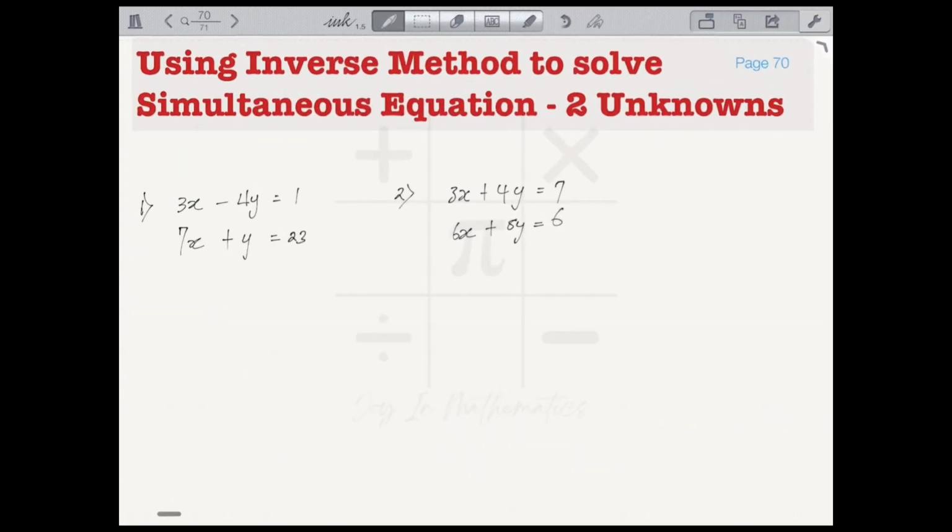We want to learn how to use inverse methods to solve simultaneous equations of two unknowns. Here we have two equations, two unknowns, and likewise here we have two equations and two unknowns. But how do we go about this? Of course, if it were not given that we should solve using matrices, we can just go ahead and use the substitution method or elimination method, as the case may be. Now let's look at how we can go ahead with two unknowns using matrices.